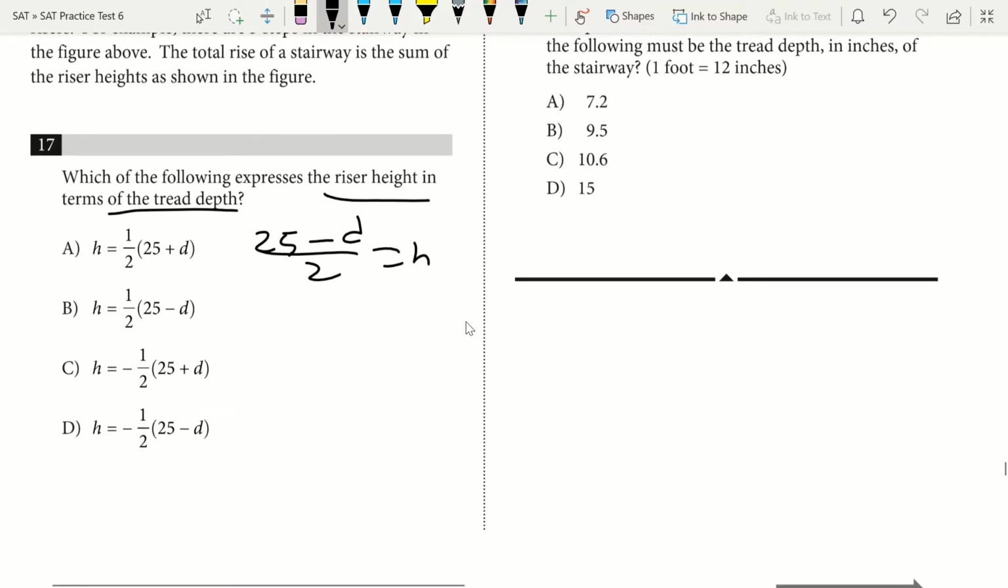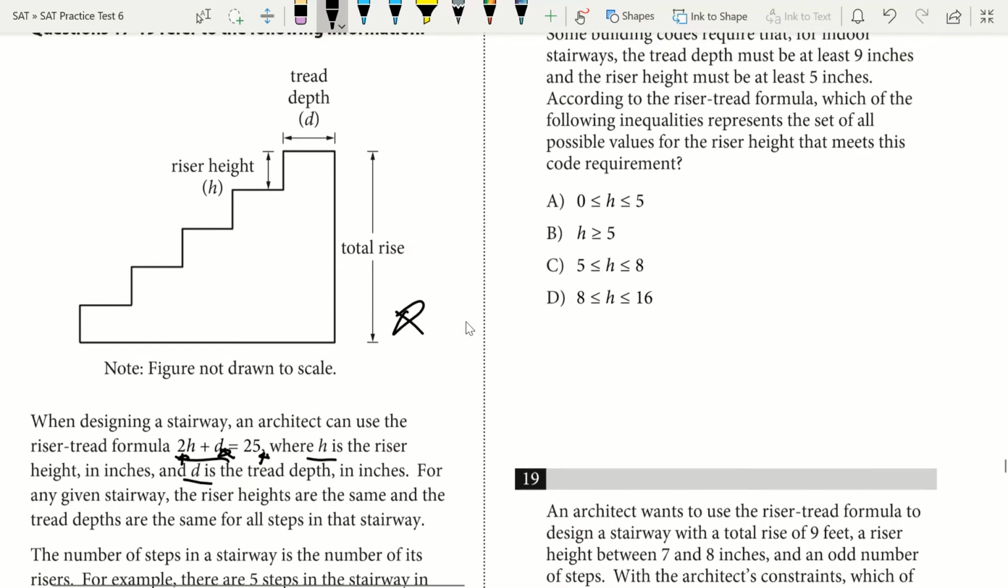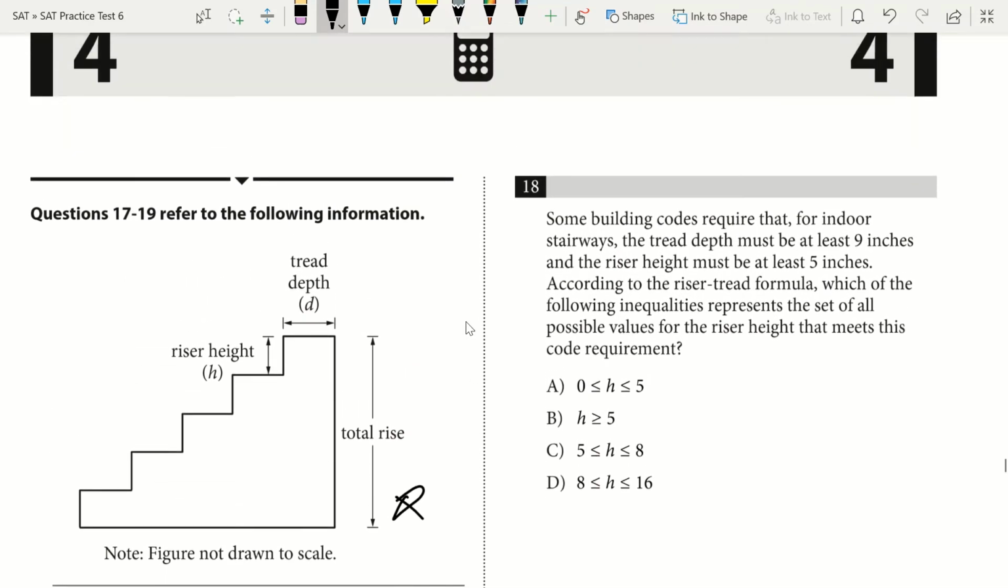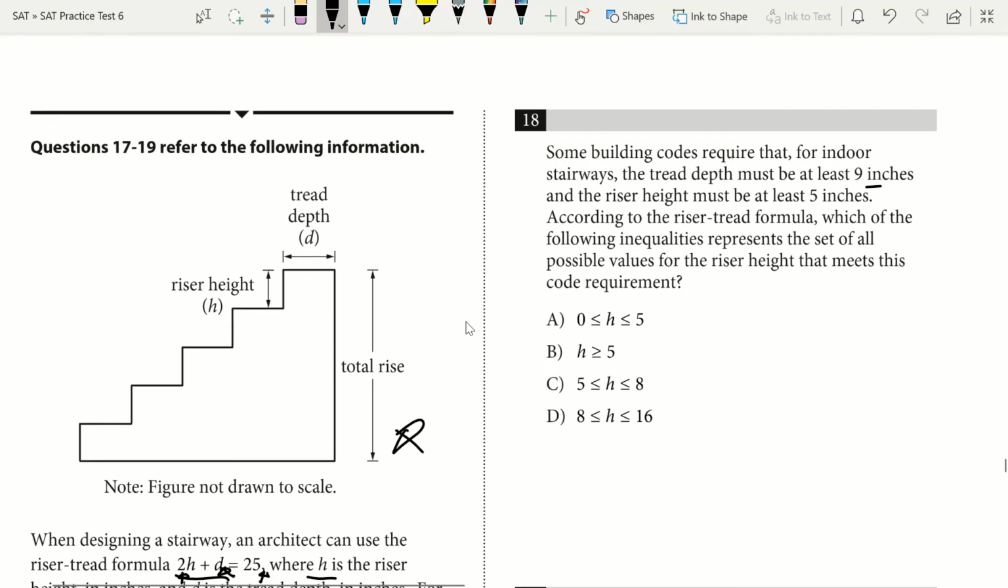I can't have a negative because then I'll have that negative 25 over 2, but that has to be positive, and I need that minus d, which this does not have. So my answer there is going to be answer choice B. All right, moving on, question 18. Some building codes require that for indoor stairways, the tread depth must be at least 9 inches and the riser height must be at least 5 inches. According to the riser tread formula, which of the following inequalities represents the set of all possible values for the riser height that meets this code requirement?